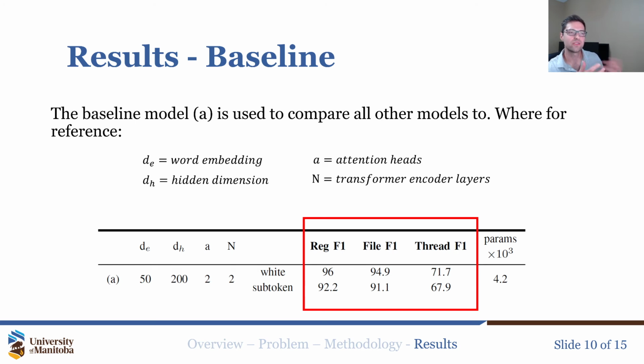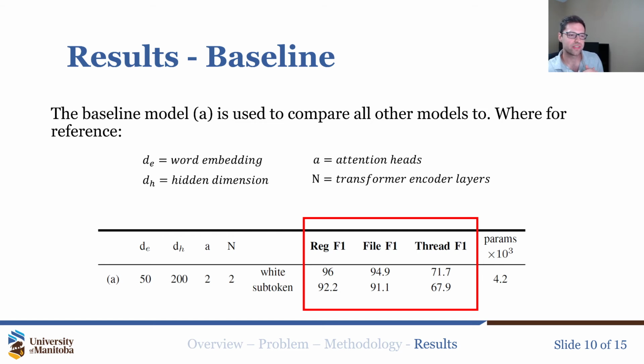So again, it's all about context, and we found that when the corpus was larger, closer to that 1300 or 1400 mark, the model performed well. So that's a 96 for registry white space, and 94.9 for the file system white space F1 score. So those are pretty good accuracies just out of the box for our baseline.